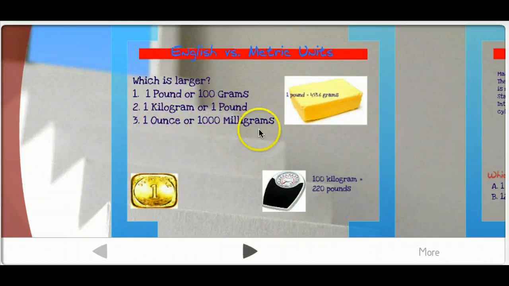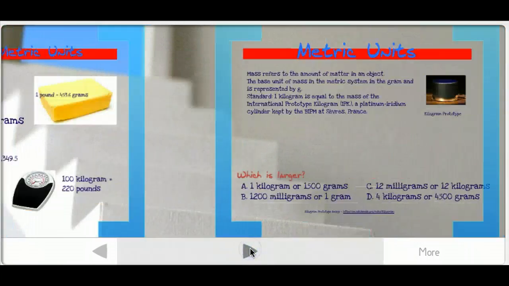And then if we're looking at ounces and milligrams, we'll find that 1 ounce is larger by quite a lot than 1,000 milligrams, because 1 ounce is about 28,000 milligrams. So just a little comparison as far as English units versus metric units.